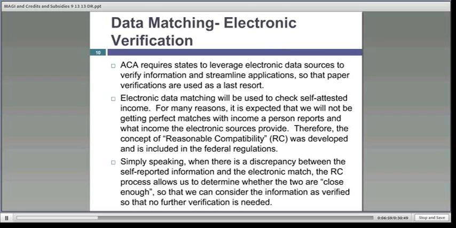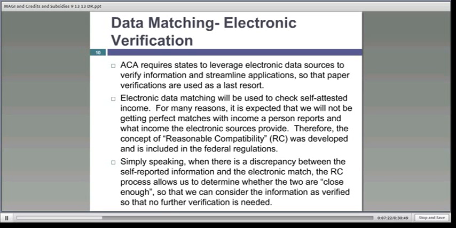Okay. I'm going to take you to the next section, which talks a little bit more about data matching and electronic verifications. It's slide number 69. One of the big differences with the Affordable Care Act is that it requires us to leverage electronic data sources to verify information and to streamline the application process.